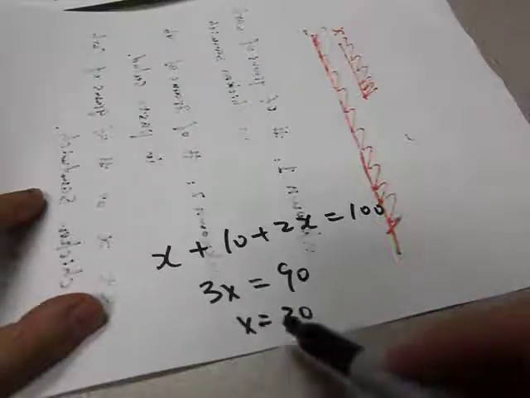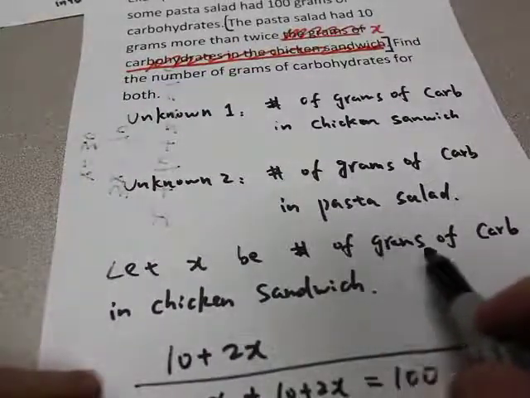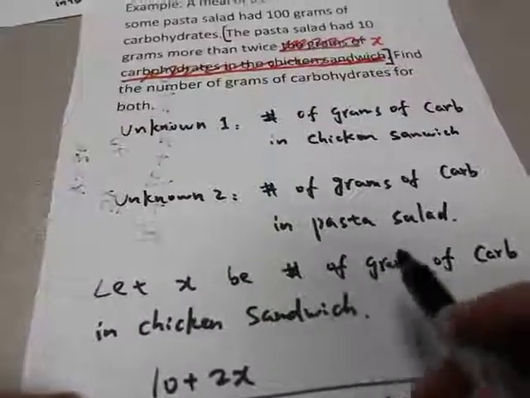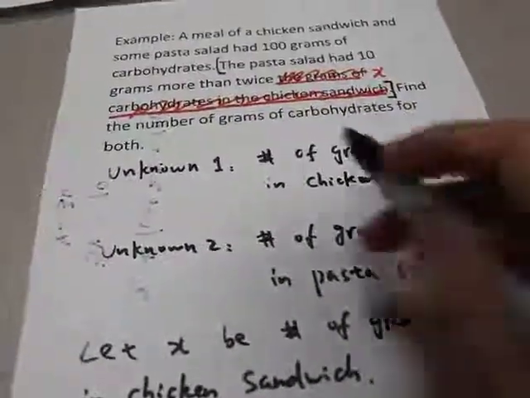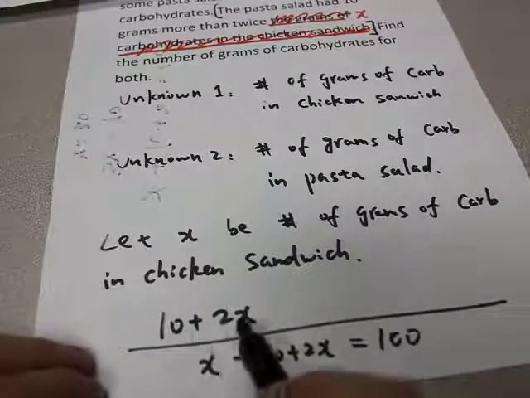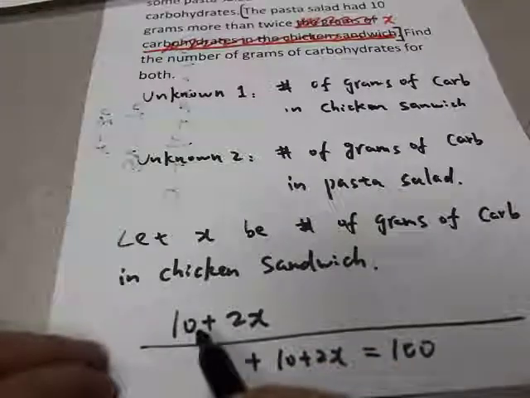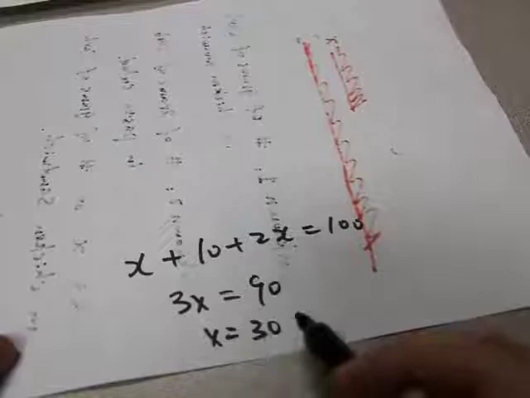Now be careful after you find the solution. Remember, what does x stand for, right? Because x stands for the number of grams of carbohydrates in chicken sandwich, there are 30 grams of carbohydrates in chicken sandwich. And how many grams of carbohydrate in the pasta salad? It's 2 times x plus 10. So it's 2 times 30 plus 10, so 70. So 30 grams and 70 grams. So 30 grams in chicken sandwich and 70 grams in pasta salad.